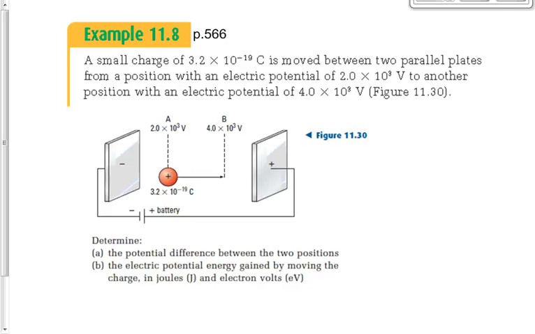It says a small charge of 3.2 times 10 to the minus 19. This is twice the elementary charge, right? This could be an alpha particle or another ion that has twice the elementary charge. It's moved between two parallel plates from a position with a potential of 2,000 volts to another position with a potential of 4,000 volts. We want to know the potential difference, and we want to know the potential energy gained by moving the charge.